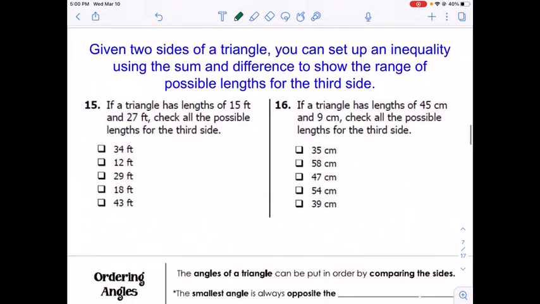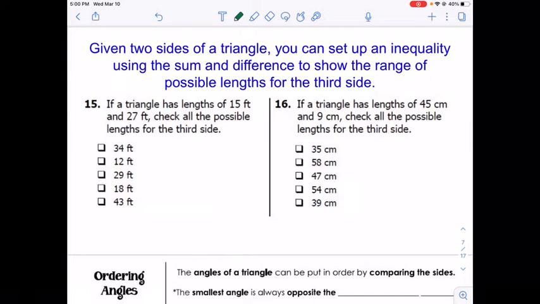All right, so let's do number 15 here. It says, if a triangle has lengths of 15 feet and 27 feet, check all the possibilities for the third side. So we're going to apply that last one. We're going to find our lower and upper bound here. A is where we subtract 27 minus 15, which is going to give us 12. And our B value is where we add them, 27 plus 15. That's going to give us 42.